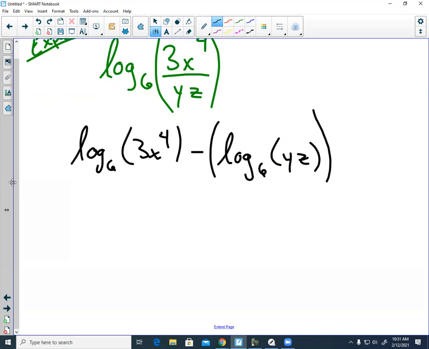Some of you are going to get to the point where you can just start skipping steps. Like you realize that this 4 would end up coming out front, so you can just start doing all those steps. I don't care. I don't have an issue with that. But it's something that you have to get comfortable with before you start skipping steps. So my next step is the product property.